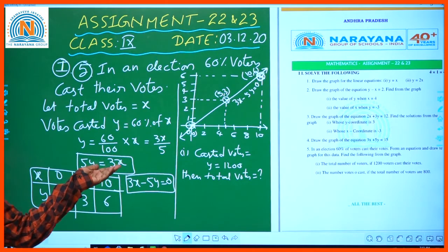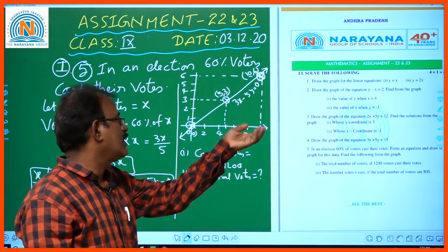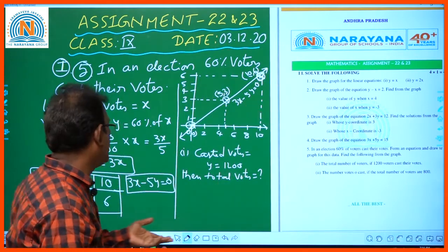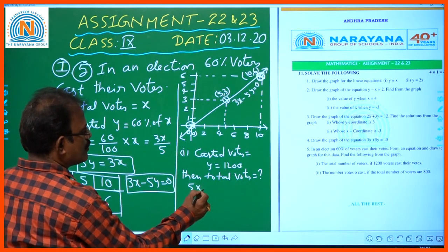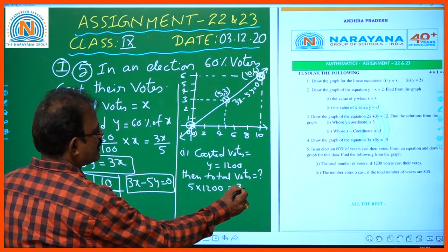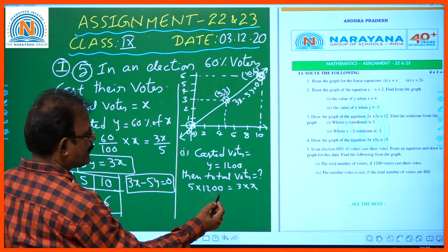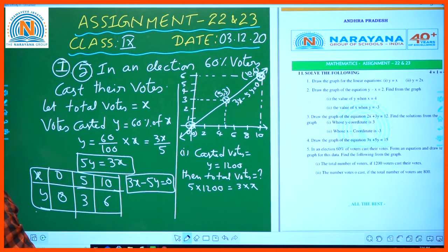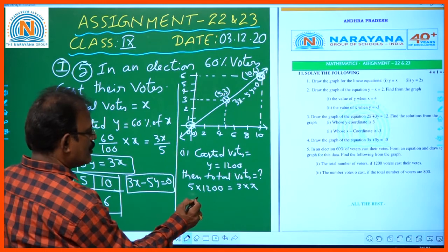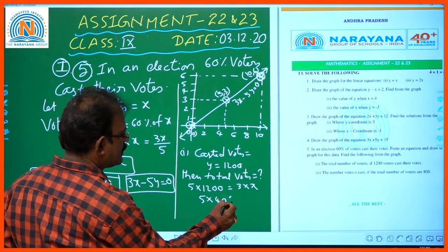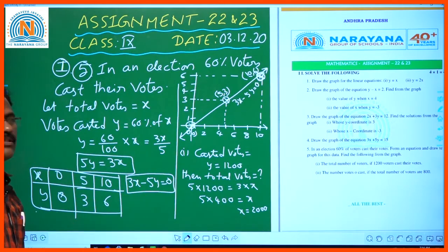So take this relation algebraically if you want. No sir, I want in that way. Okay, according to the graph we need to consider. Otherwise you substitute here. 5y is equal to 3x. 5 into 1200 is equal to 3 into x. So this is cancelling here 4 times. y is 1200. Total votes they are asking now. So this is 400. So x is equal to 2000.